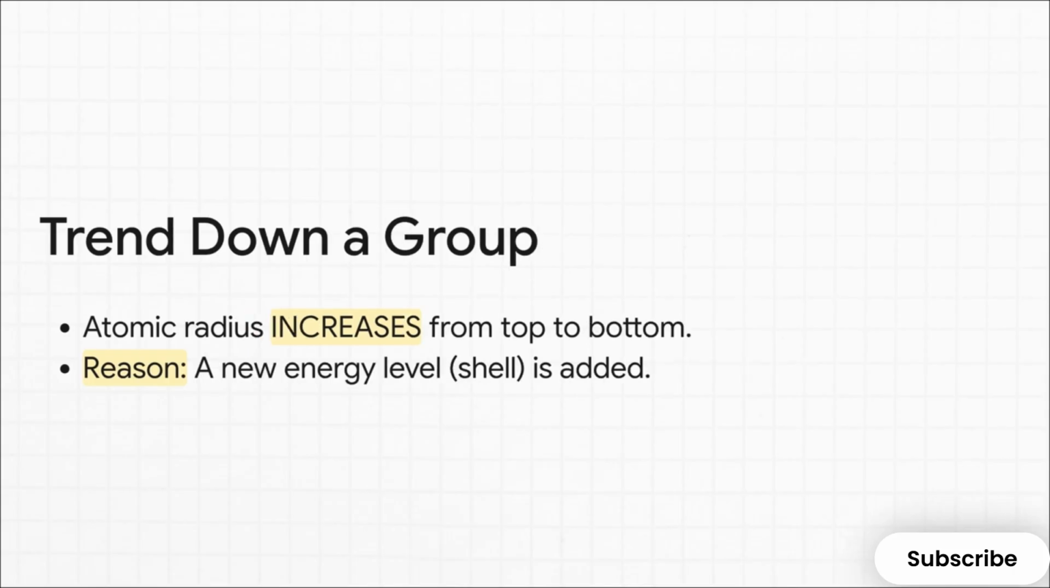And now for the second part of the trend, going down a group. This time, the atomic radius increases. And this one's even easier to explain. The key reason you've got to write down is that with each new row, you're adding a whole new energy level, a new shell. And these new shells are just further out from the nucleus. So, naturally, the atom gets a whole lot bigger.